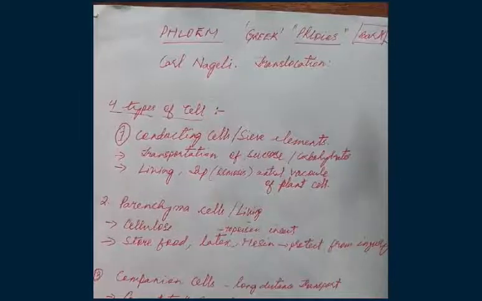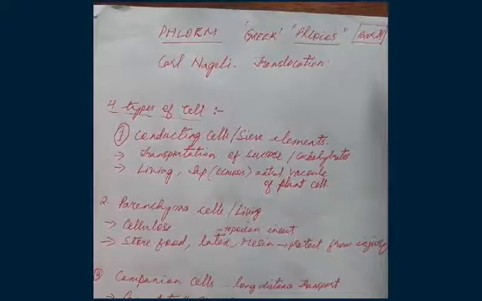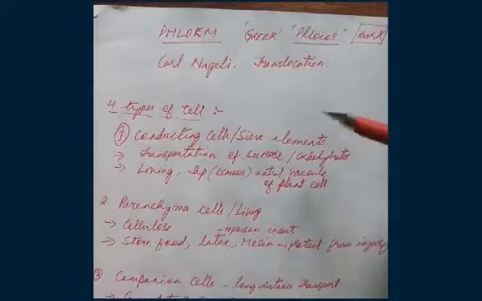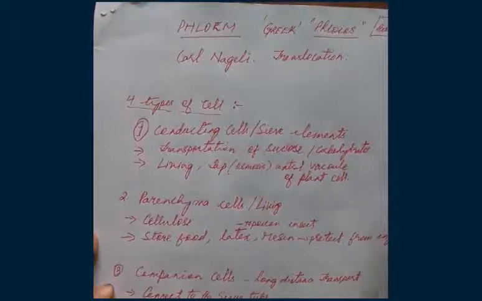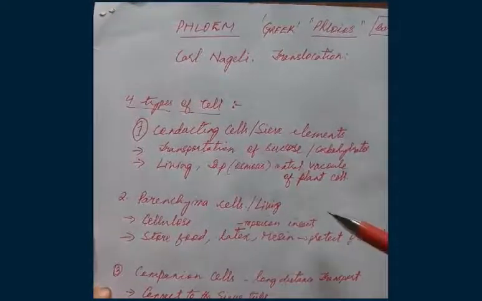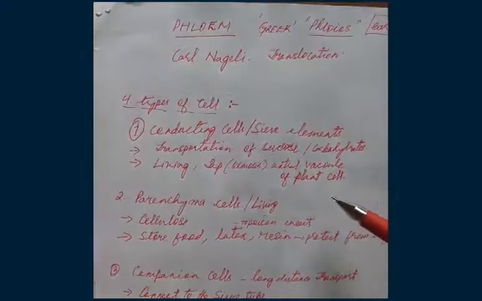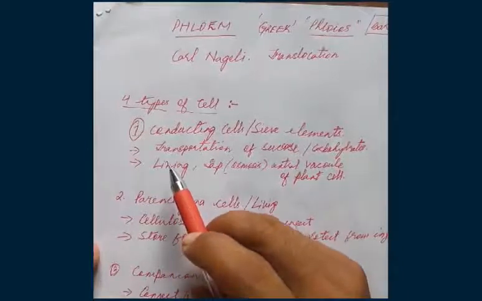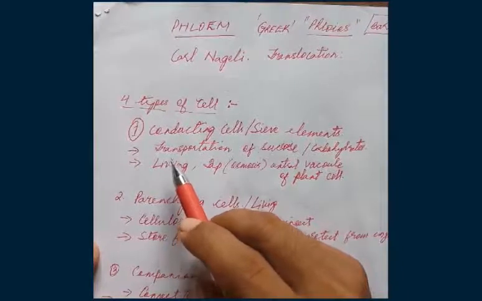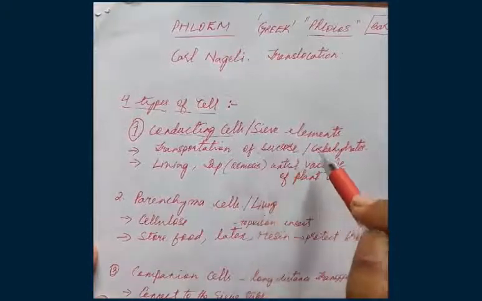Now let us study what the four types of cells are. The four types of cells, as I've noted down here, I've simplified it. We have four types of cell. Number one is the conducting cells or the sieve elements.